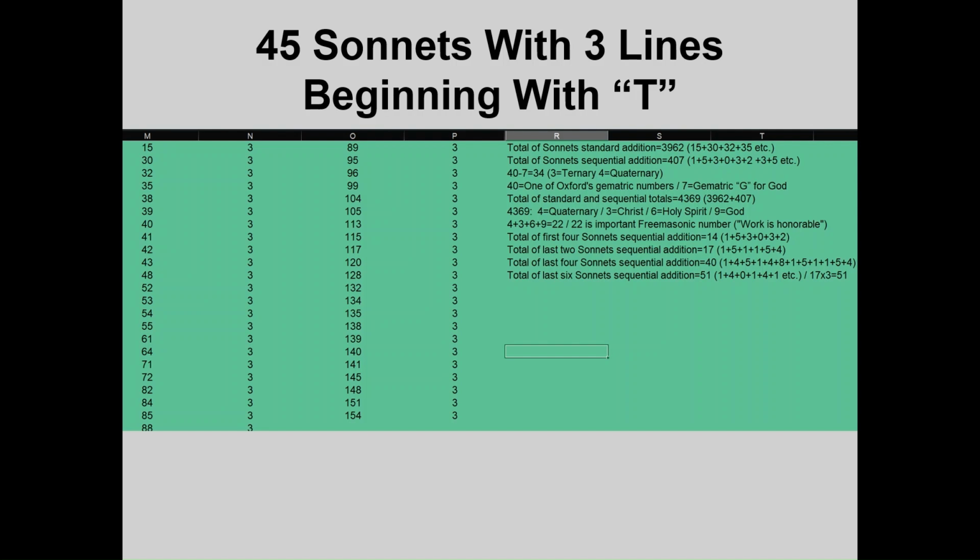examples. Also note the first 4 sonnets added sequentially equals 14. The last 2 added sequentially equals 17. The last 4 added sequentially equals 40. And the last 6 added sequentially equals 51, which is 17 times 3. That's a lot of Oxfordian numbers packed into this grouping, but our grammatically inclined poet is just getting warmed up.